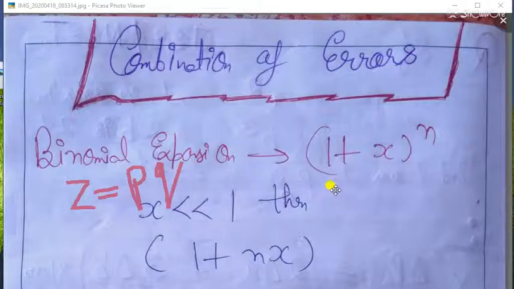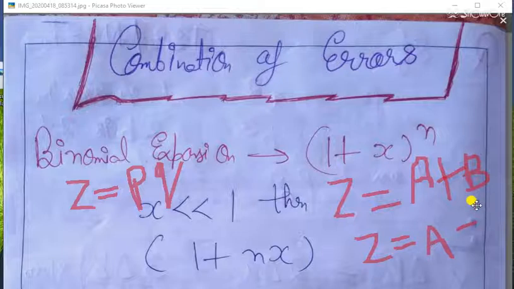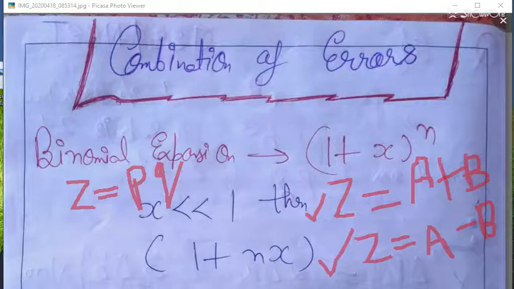The problems that are based on addition and subtraction, like z is equal to a plus b or a minus b, were already discussed in the earlier video. So you can visit that video. I have given the link in the description box. When two physical quantities are added or subtracted, the error is represented by simple addition, and that we have discussed in the first video.